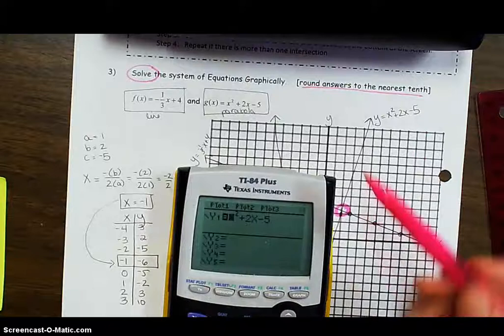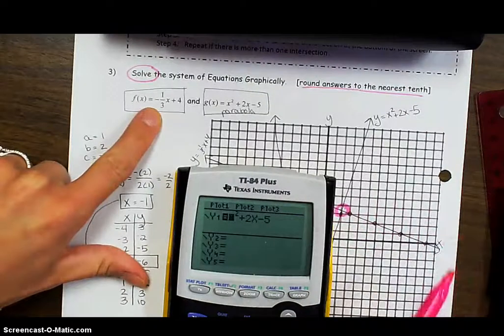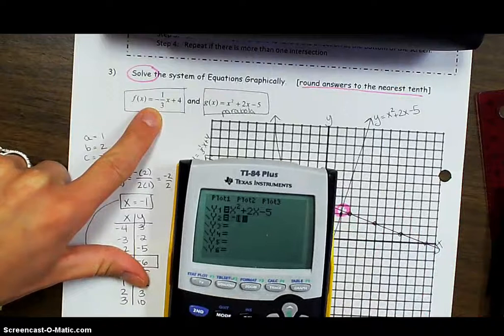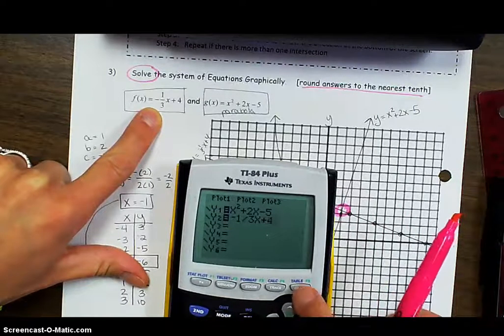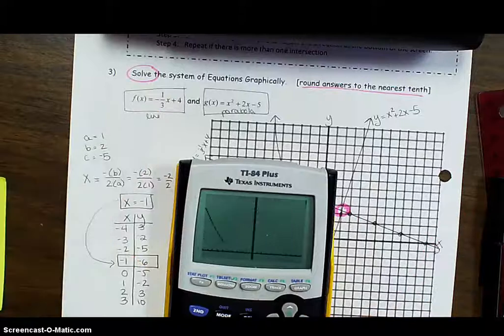All right, so here we go. We have to go back to our y equals. My parabola is already there, so now I'm going to go down and I'm going to type in the equation of the line. So negative 1 divided by 3x plus 4. I'm going to hit graph just to make sure. Okay, so my parabola, my line.